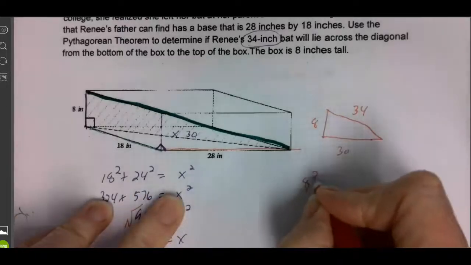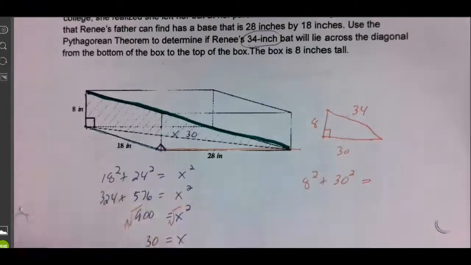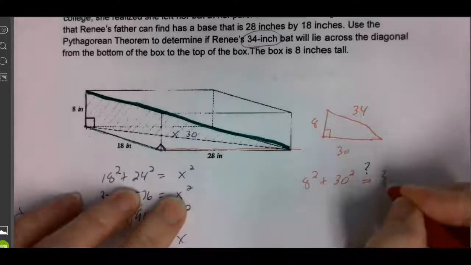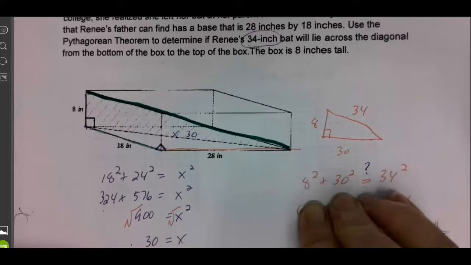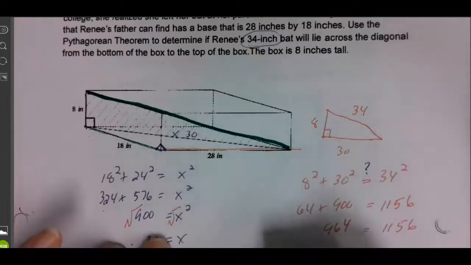So we're going to take 8 squared plus 30 squared, because those are our legs, and we're going to find out, is this true? Is this equal? Question mark. So we have to square each of these and see if this is a true statement. Go. Use your calculator. As you were doing this, you hopefully squared all of those, and we came up with 64 plus 900. It doesn't equal 1156, but would it fit inside? If it were equal to it, it would fit inside. So this is smaller than that, so therefore, yes, the bat will fit.